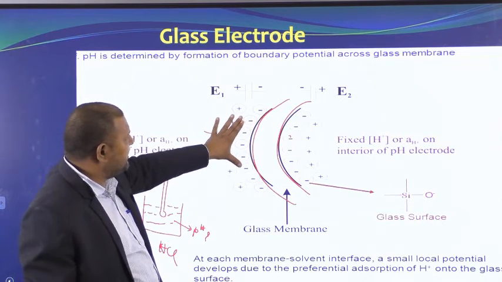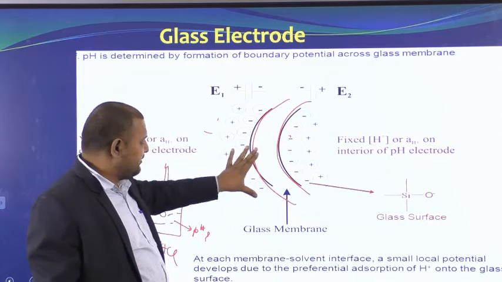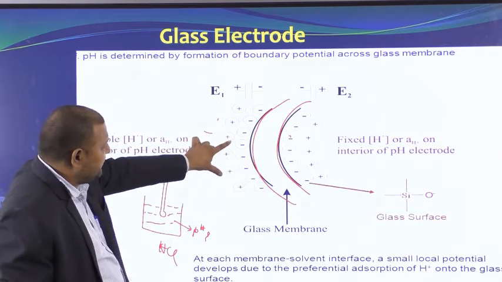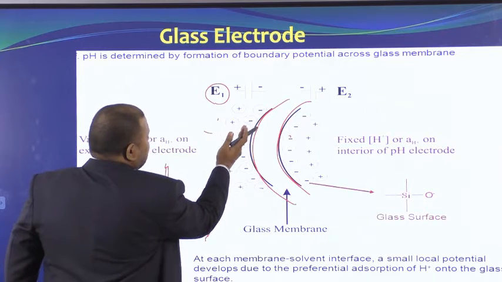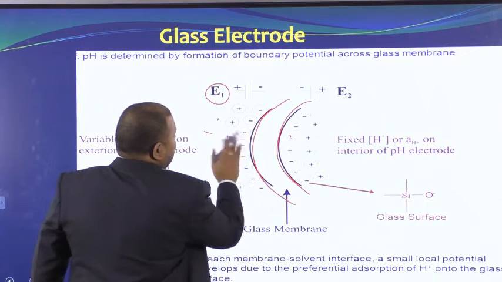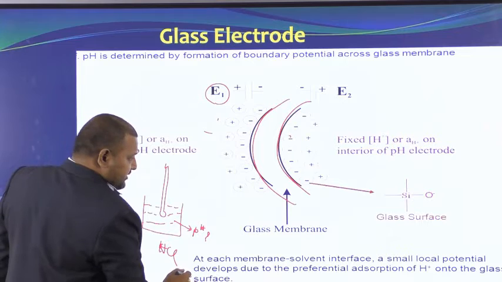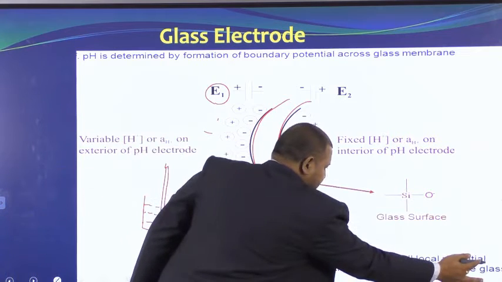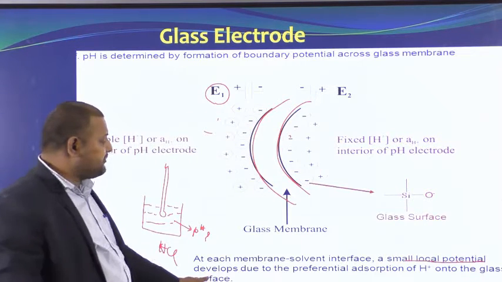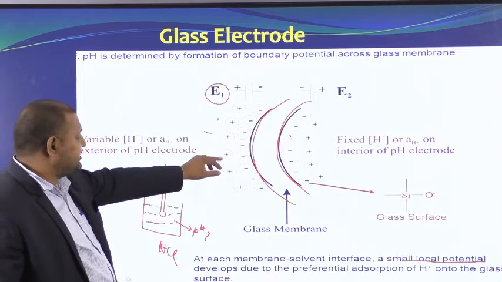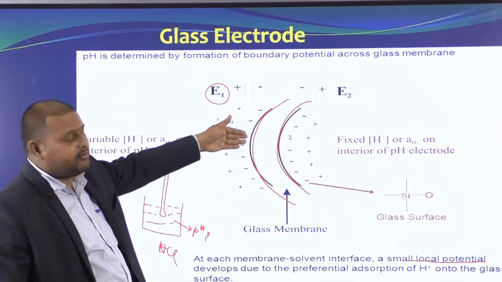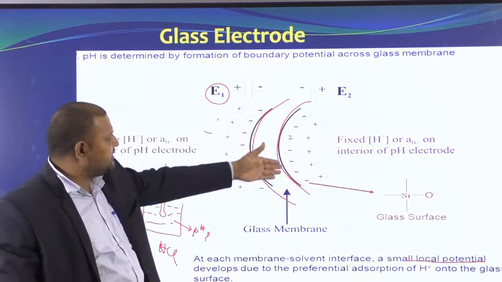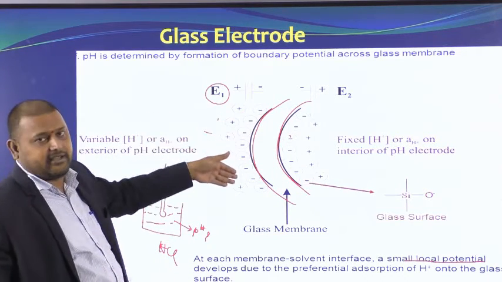Here the EMF will be E1, here it will be E2, and now at each membrane solvent interface there is some local potential. This is called the local potential. This is our inside, this is outside. So here a local potential develops due to the preference of adsorption of H+ ions on the glass surface. So these H+ ions try to adsorb. Why adsorb? Here inside, what is there? Minus charge is there. So they prefer to adsorb there.